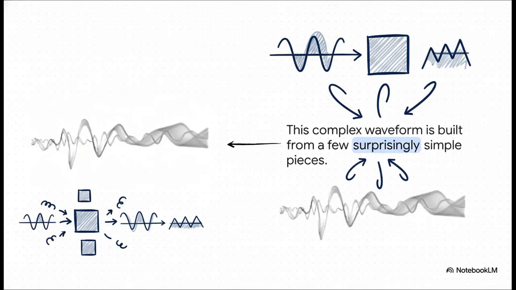Take a look at this audio waveform. At first glance, it looks pretty complex, maybe even a little chaotic, right? But what if I told you that this entire thing is just a combination of a few surprisingly simple fundamental signals? And that, right there, is the secret sauce of digital signal processing. It's all about understanding how to build and break down any complex signal from these basic pieces.